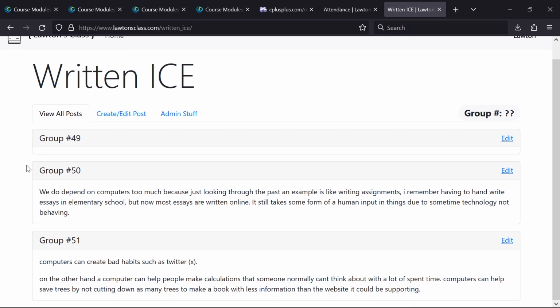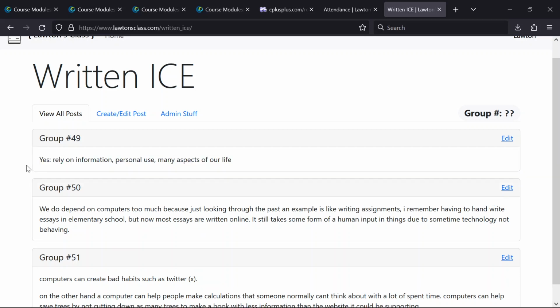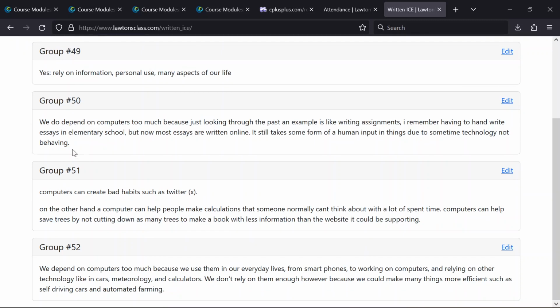Let's take a look. We depend on them too much because just looking through the past, an example is like writing assignments. I remember having to handwrite essays in elementary school. That's true, yeah. Have we forgotten how to write, maybe? I know they don't teach cursive anymore because of computers. Isn't that a thing? Did you guys learn cursive in elementary school like I did? They stopped that. You did? That's a new thing, right?